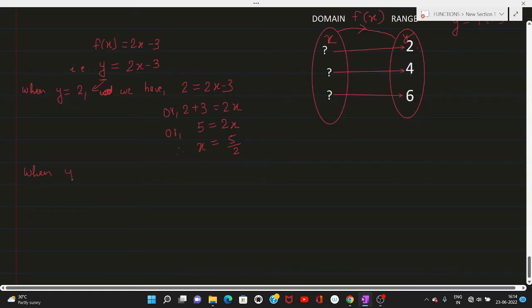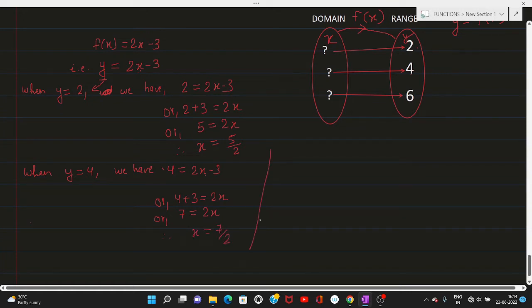When y is equal to 4, we have 4 equal to 2x minus 3. This value 4 we have kept over here, and the right hand side is copied as it is. Now let's solve it for x, or we can write it as 4 plus 3 equal to 2x, or it is 7 equal to 2x. So therefore x is equal to 7 over 2.